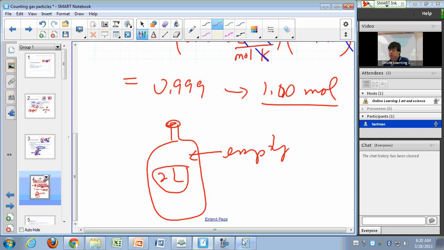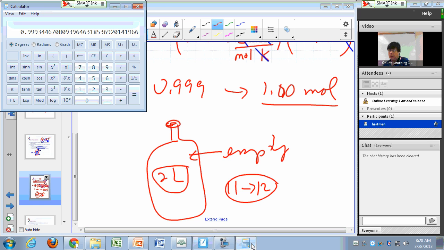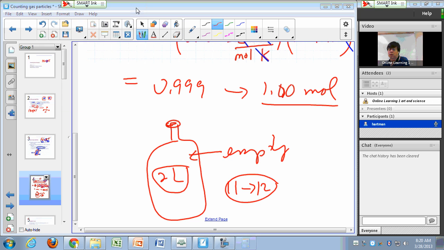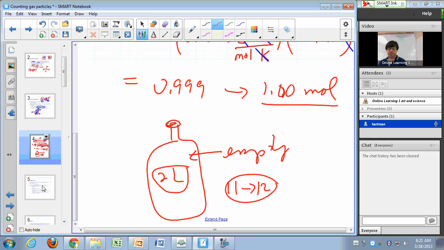So 22.4 liters is a mole. If I have about 11 or 12 of these bottles, I have a mole. So that's going to be about 1/11 or 1/12 of a mole, so 1 divided by 11. I'll have about 0.1 mole, a tenth of a mole of molecules in there. That's how you would use that for estimation.